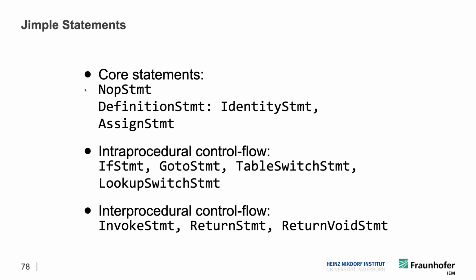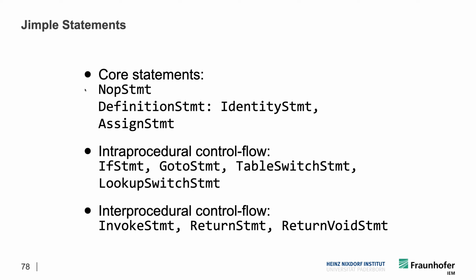Then we have statements that care about intra-procedural control flow, so control flow happening within a procedure. And this is an if statement, which is basically a conditional goto. So it defines a certain expression, and if that expression is true, then it jumps to a certain statement. If that expression is false, then you simply continue with the next statement. Then we also have a goto statement, which always jumps to a certain target statement.